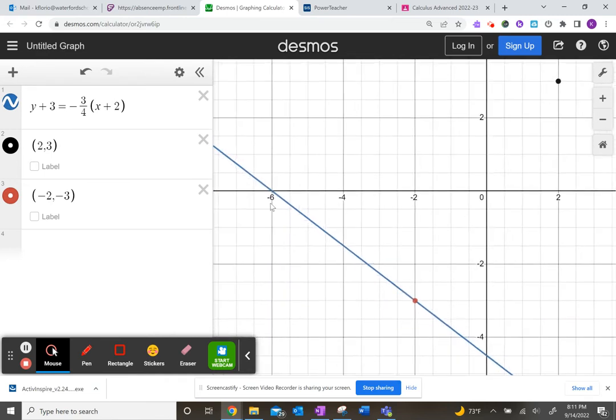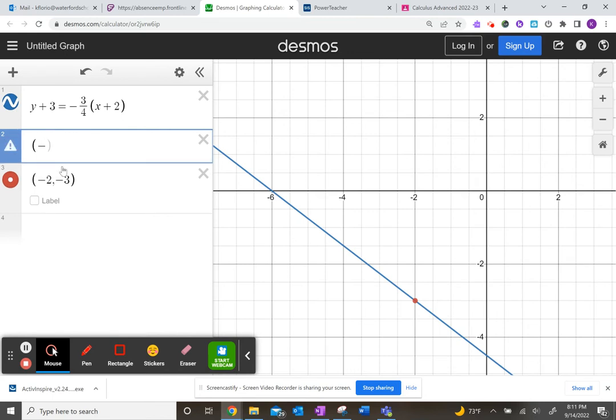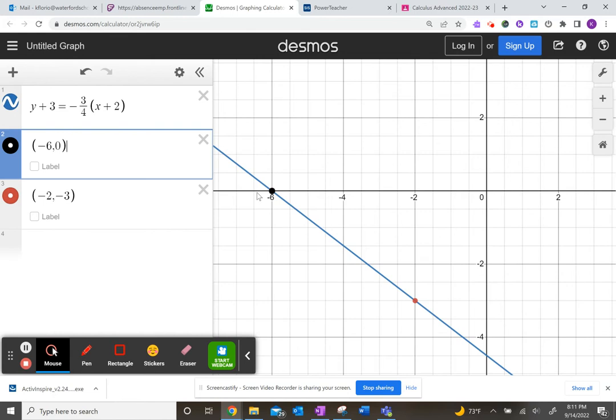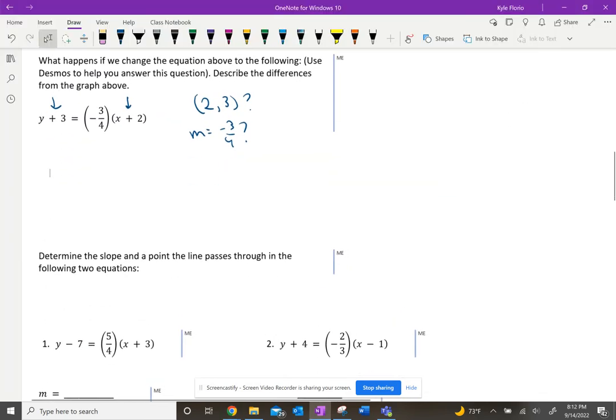Let's see. And we still have -6 on this one. So this one's going to go down 3 because it's going from 0 to -3. And then over 4, it's going from -6 to -2. So that checks out. So this is not on the graph. I just got to put a negative in front of it, and that was on the line. And that was the slope still.